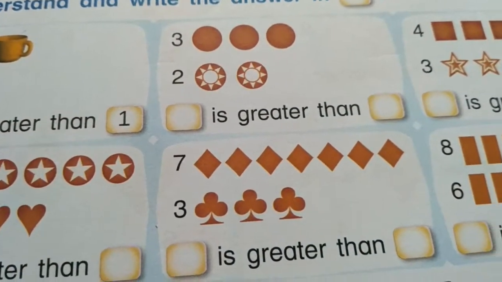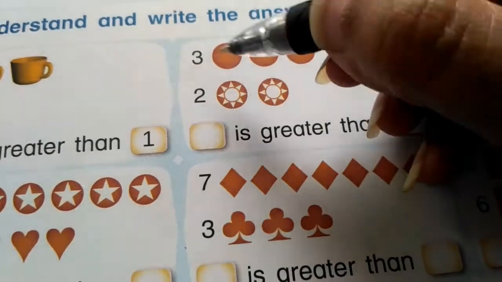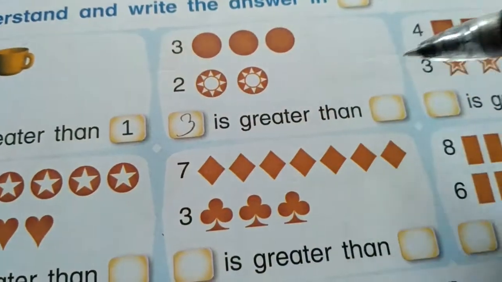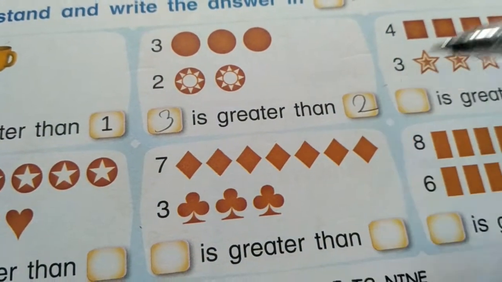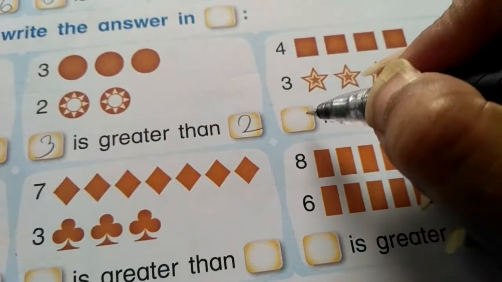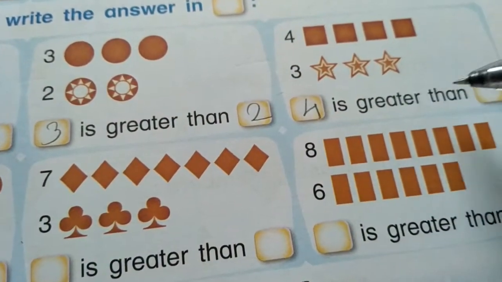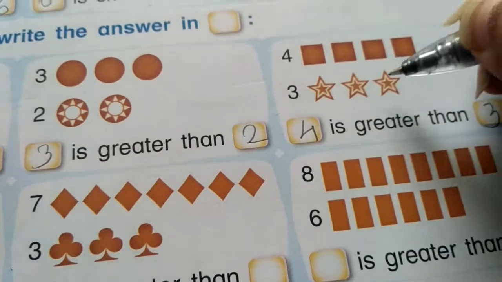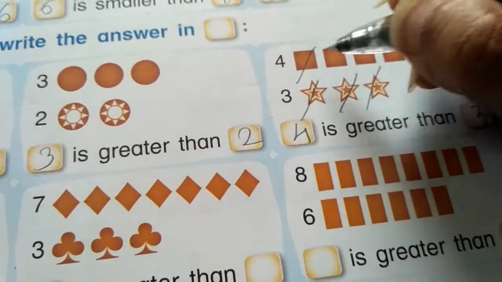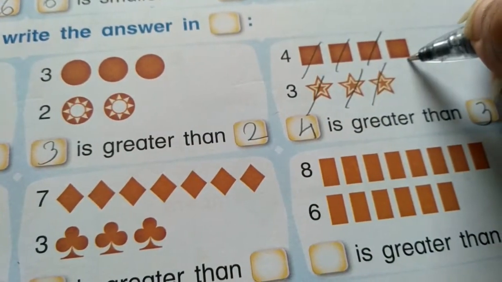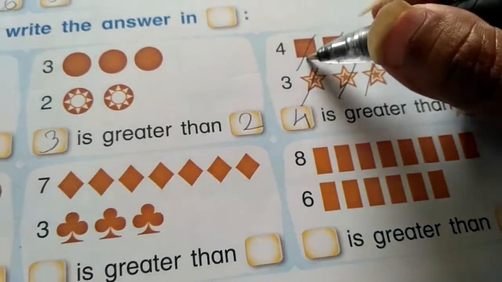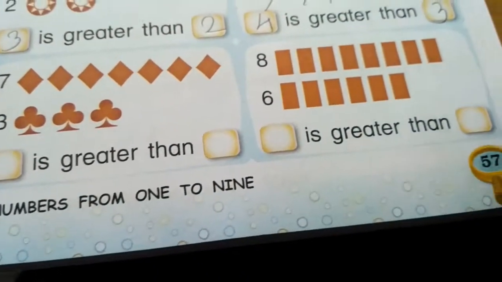Now we have to write down the greater than option. 3 balls is greater than 2. 4 squares is greater than 3. Can you observe that? 1, 2, 3. 1, 2, 3. लेकिन ये एक और है 4. तो एक्स्ट्रा हो गया. So 4 is greater than.